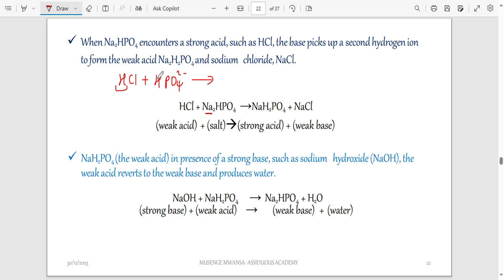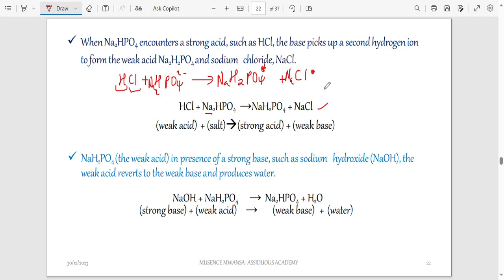This guy will act as a base, isn't it? So now this guy is going to gain a hydrogen. So it will now be H2PO4, okay, with 1 minus. And then this chlorine is going to remain alone, and it is having a minus. But because earlier on for this guy we had two sodiums, one sodium is going to attach here to do away with this sign. The other sodium is going to attach there to do away with this sign.